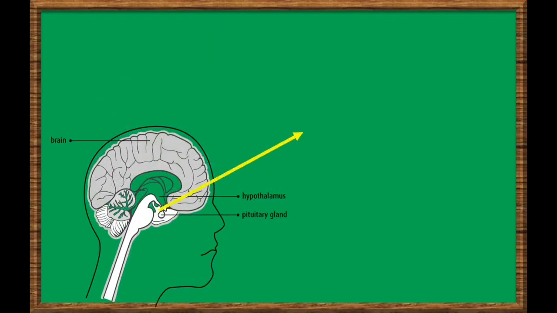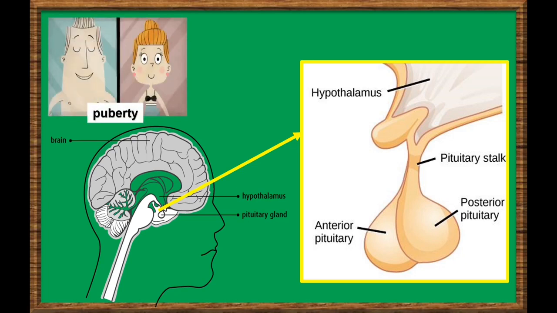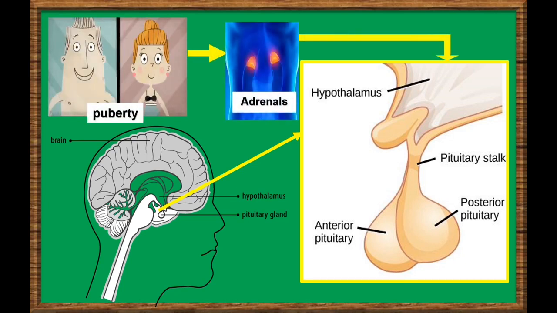When the reproductive hormone is required, the hypothalamus sends a gonadotropin-releasing hormone or GnRH to the anterior pituitary gland. This causes the release of follicle-stimulating hormone or FSH and luteinizing hormone or LH from the anterior pituitary gland into the blood. Remember that the body must reach puberty in order for the adrenal glands to release the hormones that must be present for GnRH to be produced.